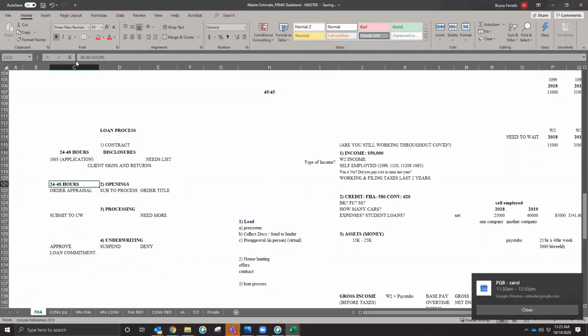So disclosures usually takes about 24 to 40 hours. Openings usually takes about 24 to 48 hours. Somewhere kind of in between processing and underwriting, we will usually get our appraisal, okay? Somewhere kind of in between there. Processing usually takes, I want to say it's 24 to 48 hours. Or no, I think it's actually closer to 72 hours, excuse me. And then underwriting at any bank in 2020 is taking 1 to 2 weeks.